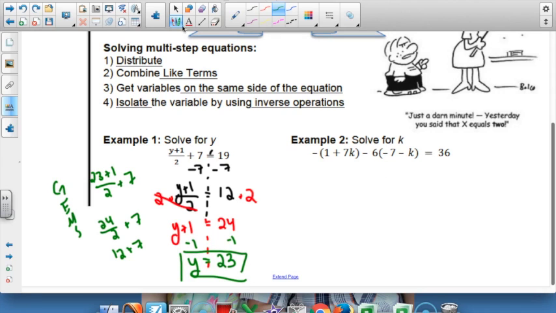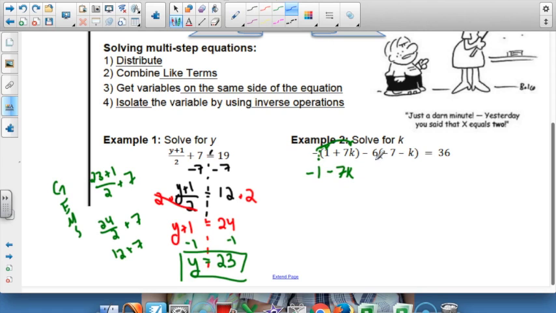And let's go over here. Now, I'm going through these steps. First thing I got to do is distribute. I've definitely got some distribution that needs to be done here. So I'm going to start by saying this is a little -1 there. So I'm going to distribute this -1, and I get -1 times 1 is -1. -1 times 7 is -7, so that's -7k.